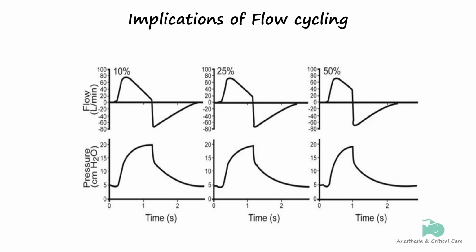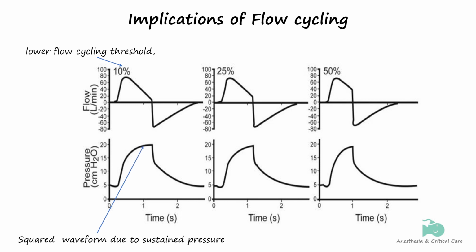Also, with a lower flow cycling threshold, the inspiratory pressure remains elevated for a more extended period, as the flow takes longer to reach the threshold for cycling from the peak value. This results in a more sustained, square waveform. Conversely, with a higher flow cycling setting, the inspiratory pressure declines more rapidly, as it is easier for the flow to reach the higher cycling threshold. So, less squaring is seen with higher cycling values.